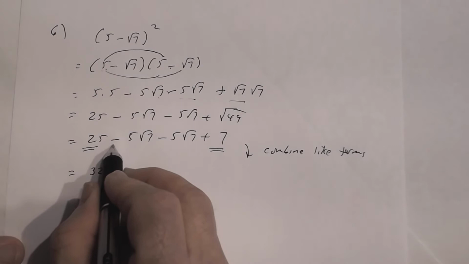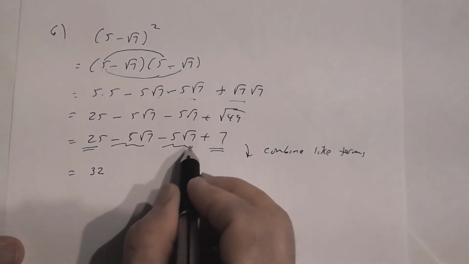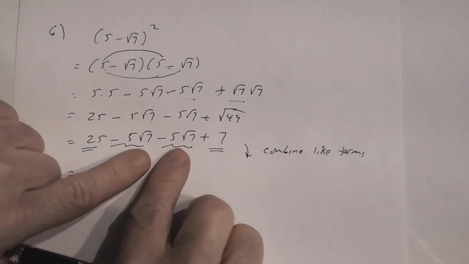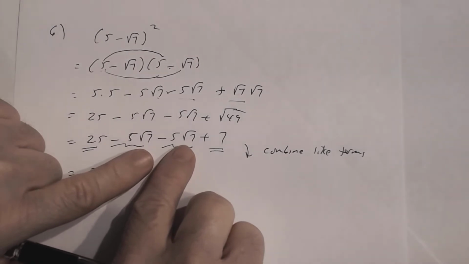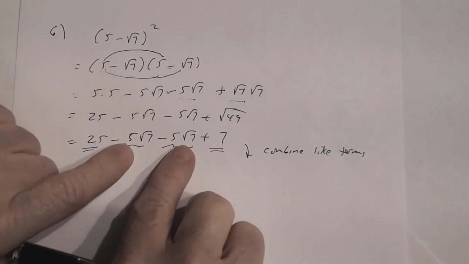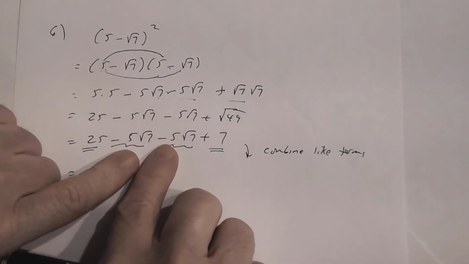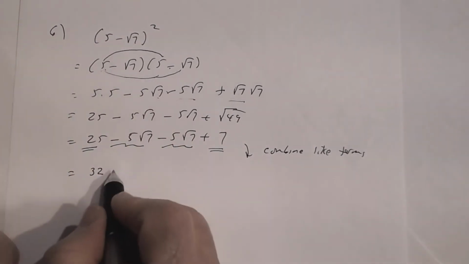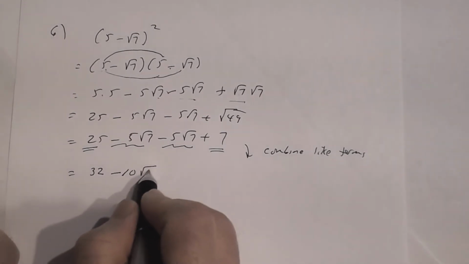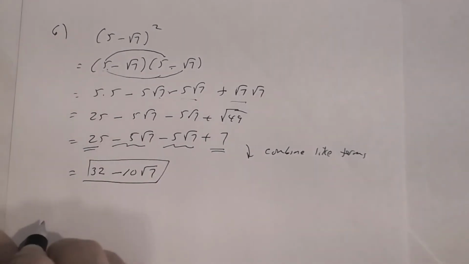Now look at this. Are these like terms right here? Yes, those two square roots are like terms because they both have the square root of 7. This is a negative 5 and this is a negative 5. What's a negative 5 and a negative 5? A negative 10. So this becomes negative 10 square root of 7. So there's your answer.